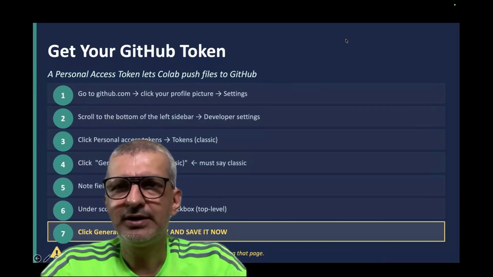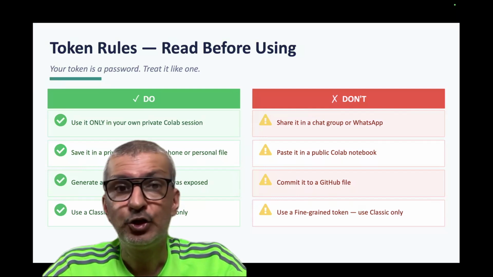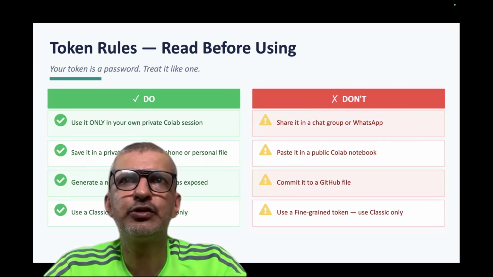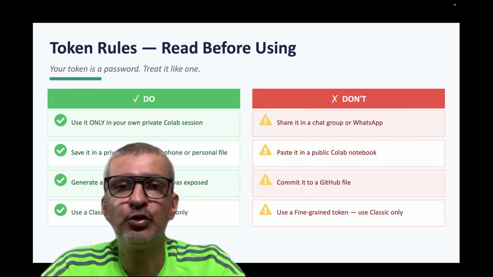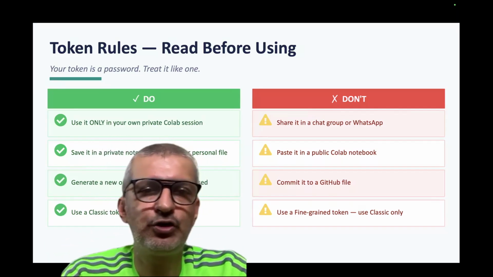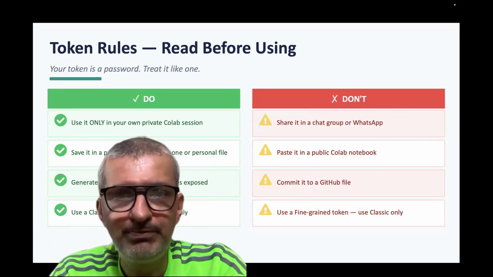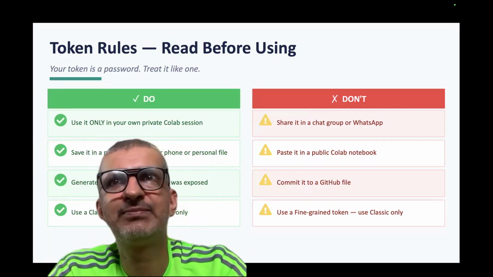So this is an important step. Token you have to use only in your private Colab session. It does not need to be shared. Don't share it in a chat group or WhatsApp group. Save it in a private note on your personal file or on your phone. Don't paste it in a public Colab notebook. Generate a new one if you think it was exposed.